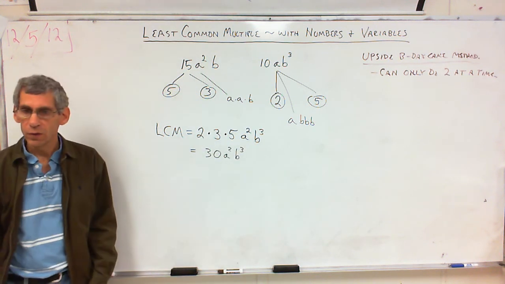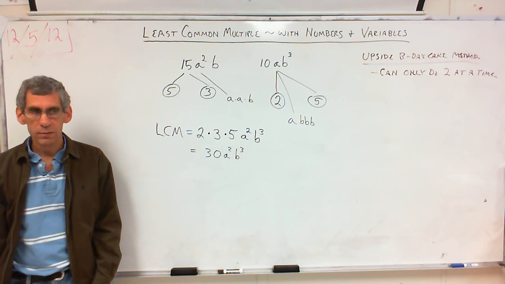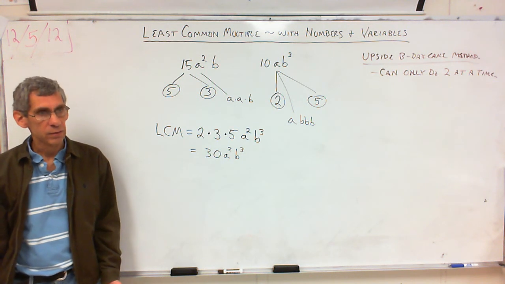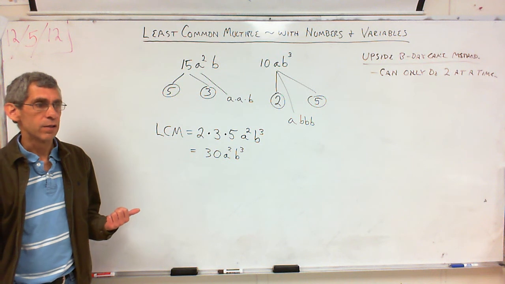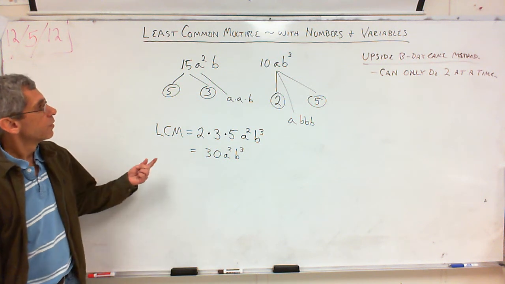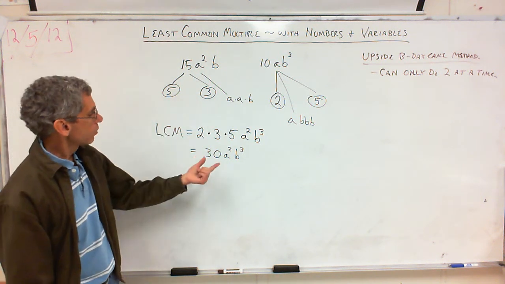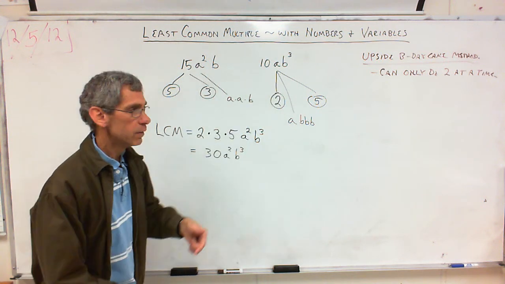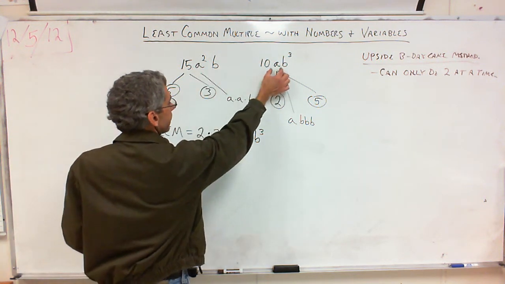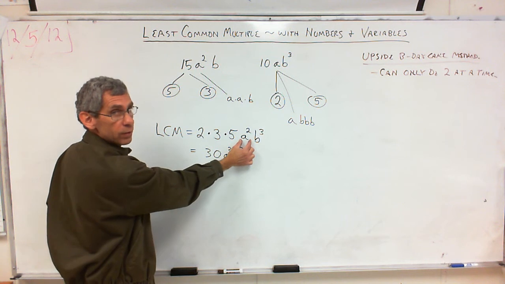That makes sense. You'll find actually the variables are easier to do than the numbers, because think about it, all you're doing is taking the bigger of the 2. That's A squared, that's A. So A squared, the bigger one, goes here.